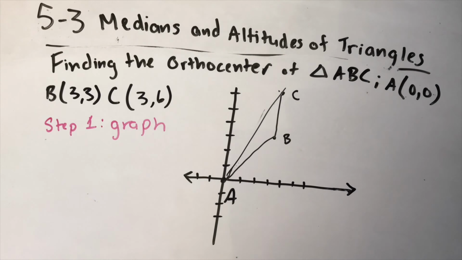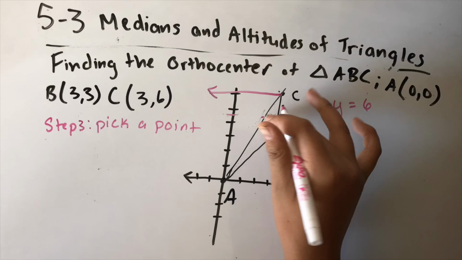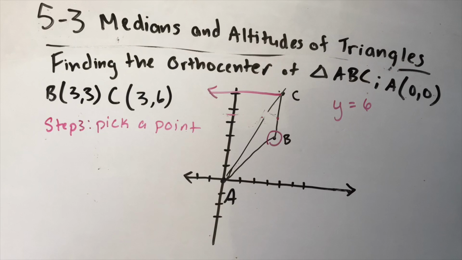Step 2 is find an altitude. We see that segment CB is straight, so we're going to make the altitude for that one using point C. We see that the orthocenter's y-coordinate should be at 6, since CB only goes through 6. Step 3. Pick a point. We're going to choose point B purely just because I like that letter. This would also work with point A.